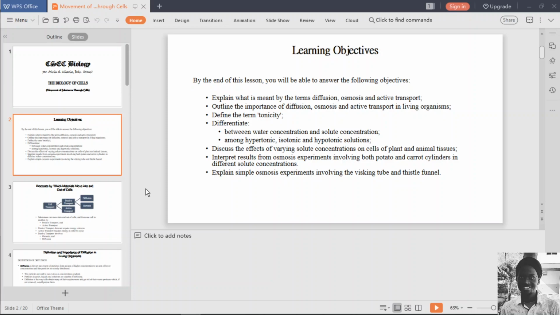Today we are looking at the biology of cells, specifically the movement of substances through cells. Our learning objectives: by the end of this lesson you will be able to answer the following objectives.